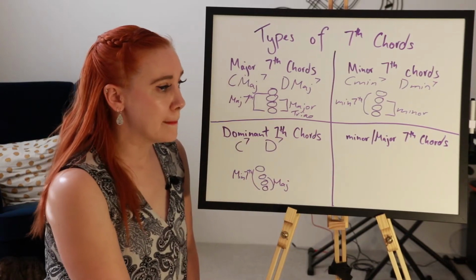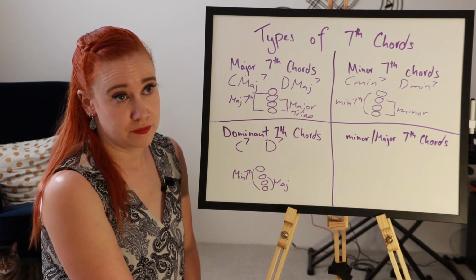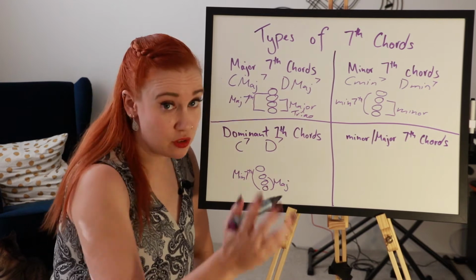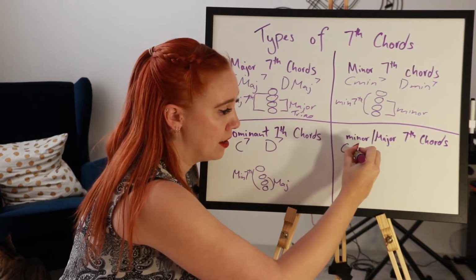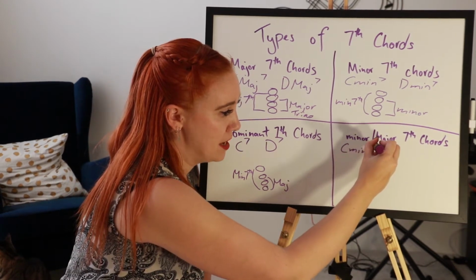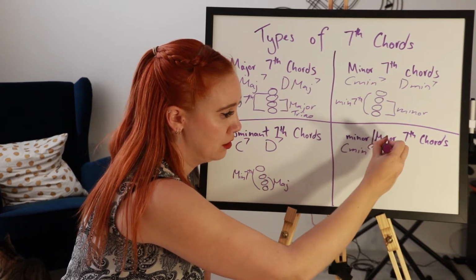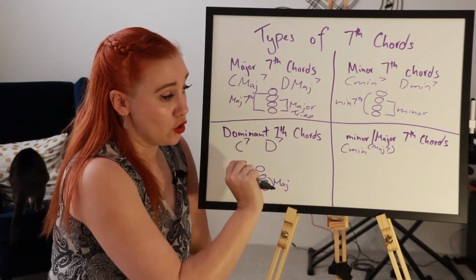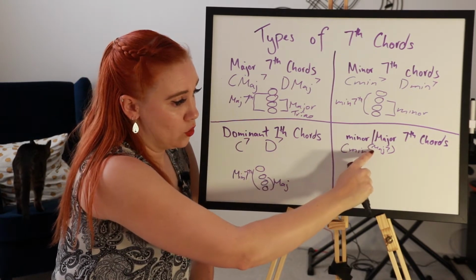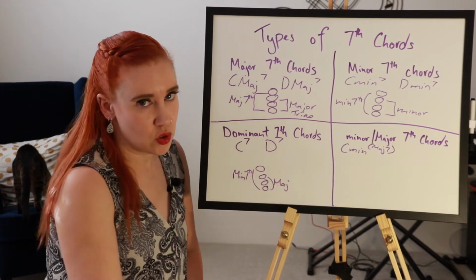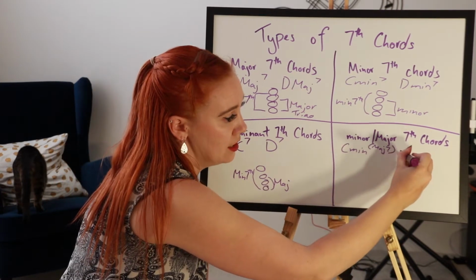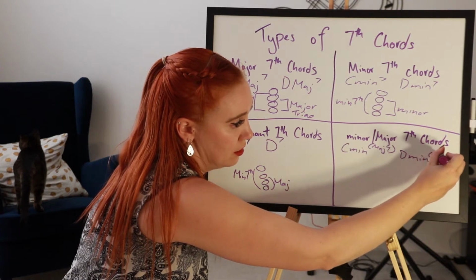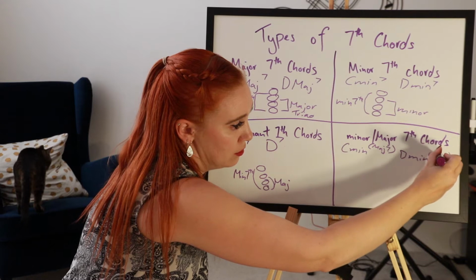Final one, minor major seventh chords. These ones I think are actually quite easy because they give you every instruction. So these can be C minor major 7. Once again, terrible handwriting. But notice that your major seventh is in brackets. Usually you'll see it like that. So you might get a D minor major 7. Didn't write that very well.